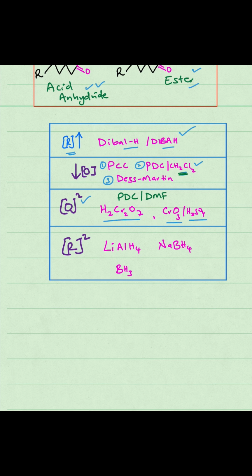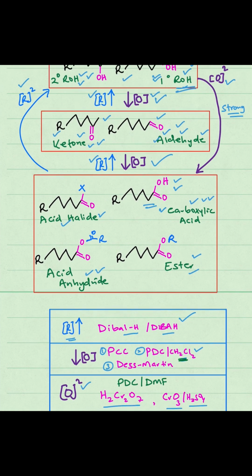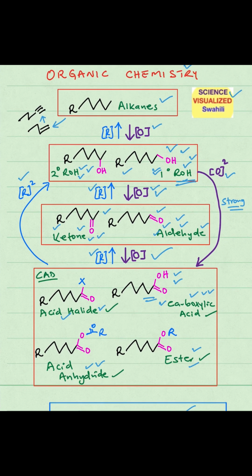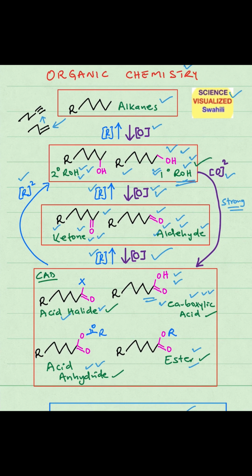On the other hand, a strong reducing agent will be lithium aluminum hydride, sodium borohydride, or different types of boranes. So that will reduce carboxylic acid derivatives, so CADs, all this in this table here, acid halides, acid anhydrides, esters, carboxylic acid, reduce it all the way to primary alcohol.